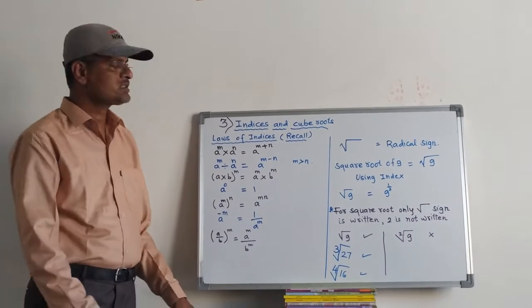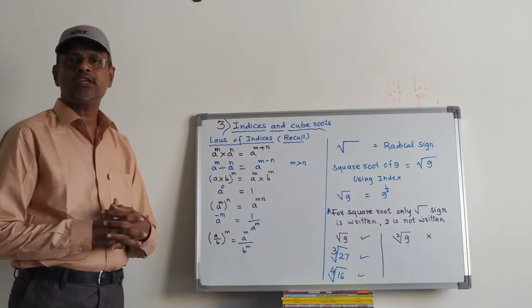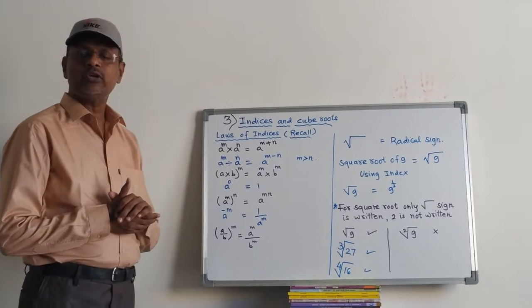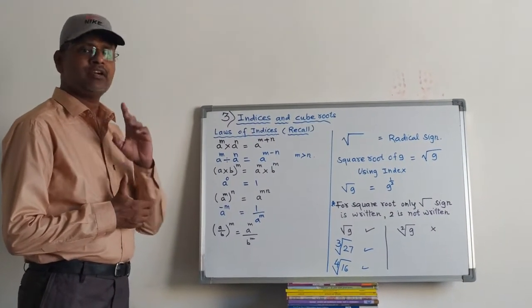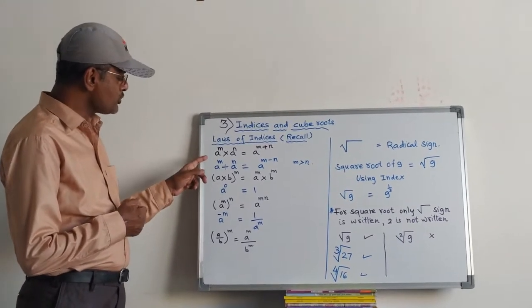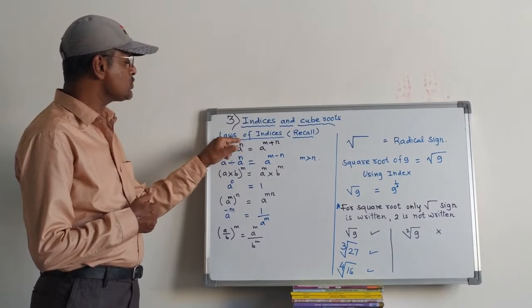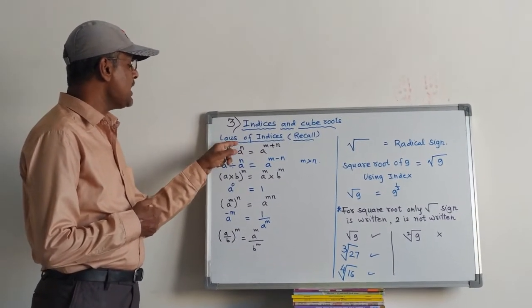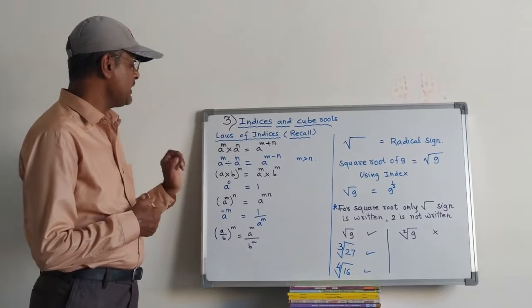Is indices and cube roots. So in indices and cube roots, let us recall, you people have already studied these laws of indices in 7th standard. What these laws of indices are: a raised to m into a raised to n is equal to, so in multiplication it will be addition of the indices, so a raised to m plus n.